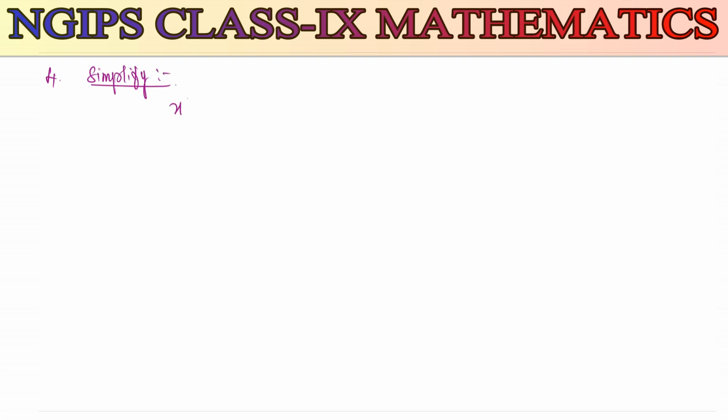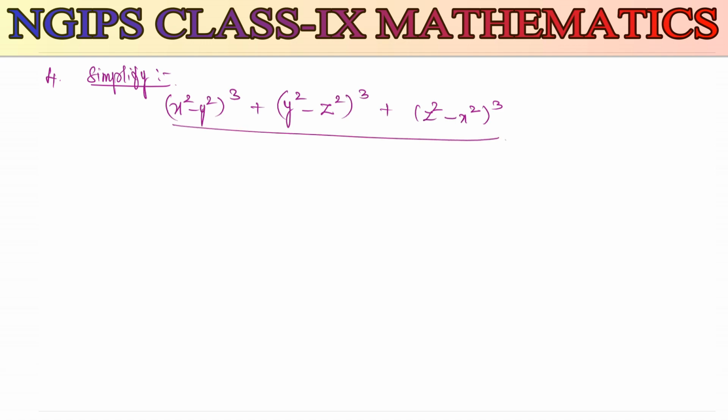(x² − y²)³ + (y² − z²)³ + (z² − x²)³ divided by (x − y)³ + (y − z)³ + (z − x)³. We need to simplify this.